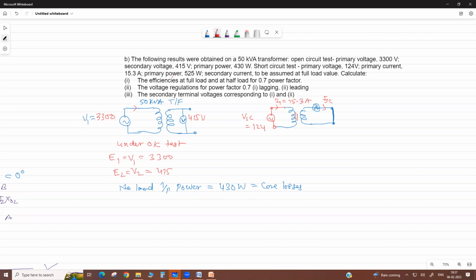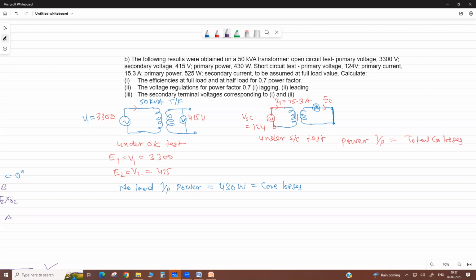The primary power in this case, under short circuit test, the power input is considered as the total copper losses. Okay, because core losses are neglected in short circuit test.